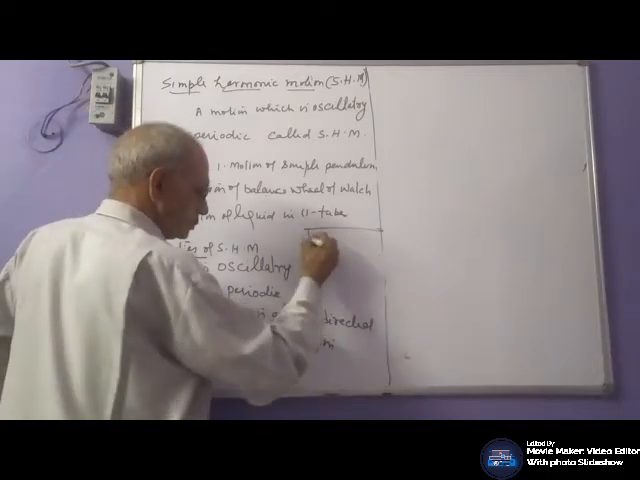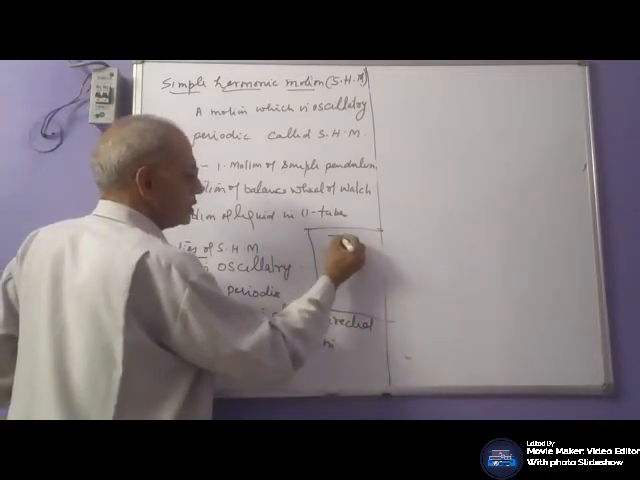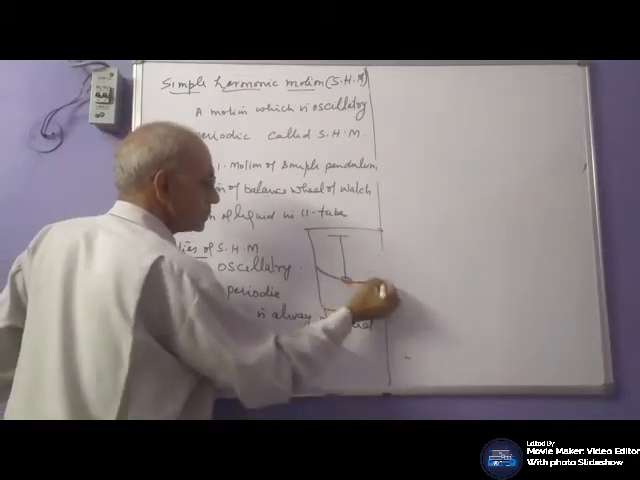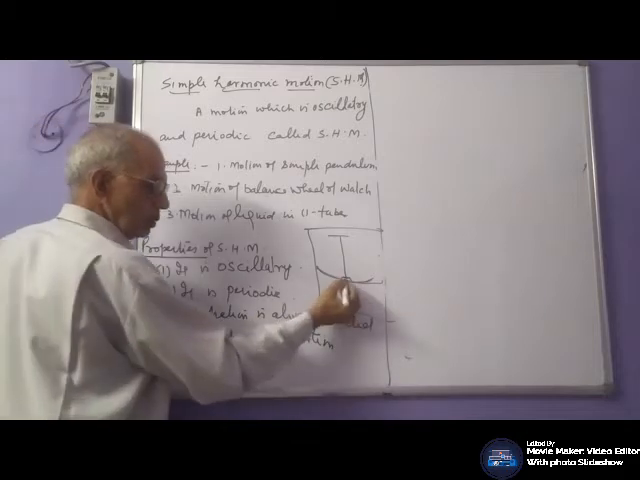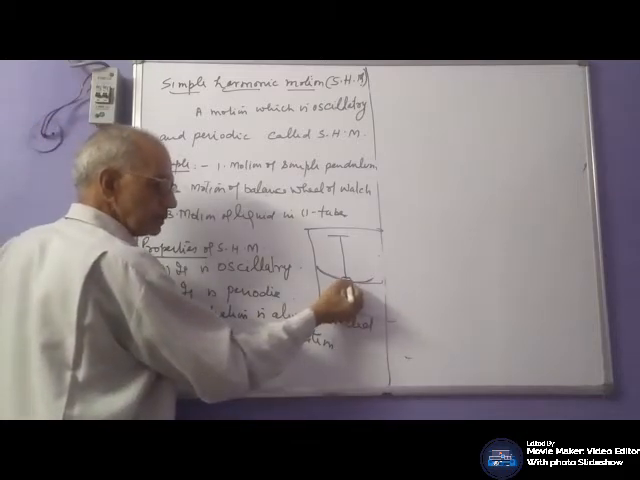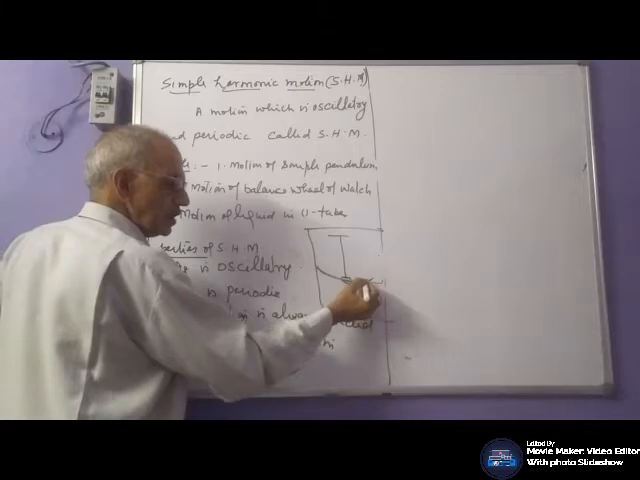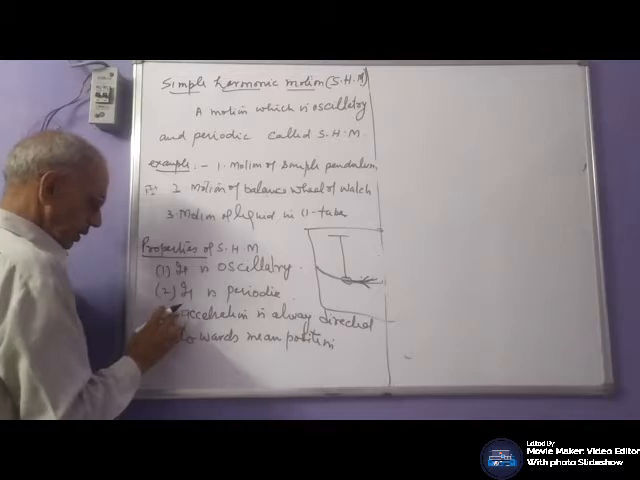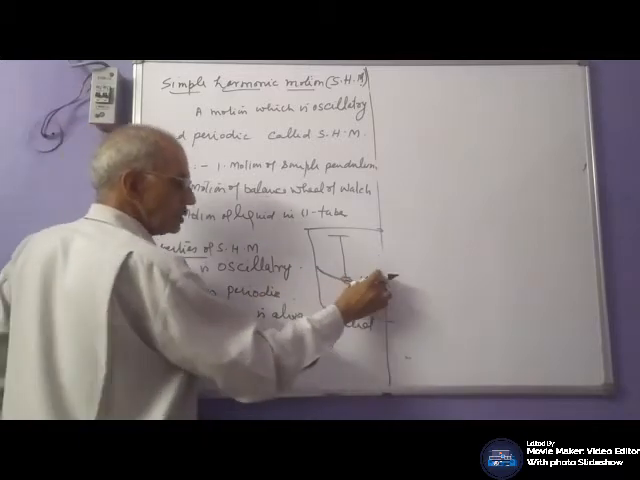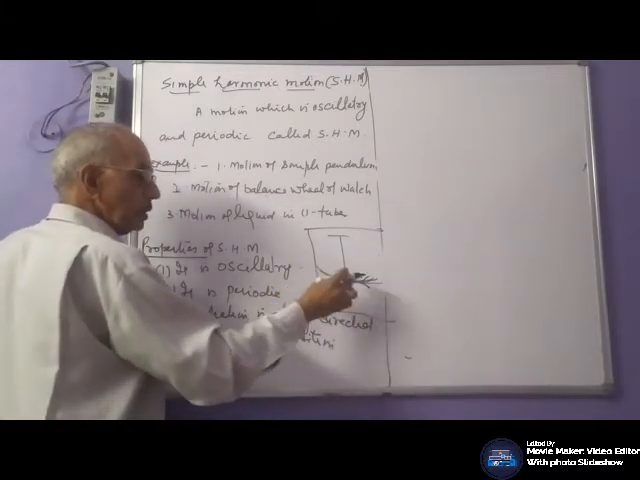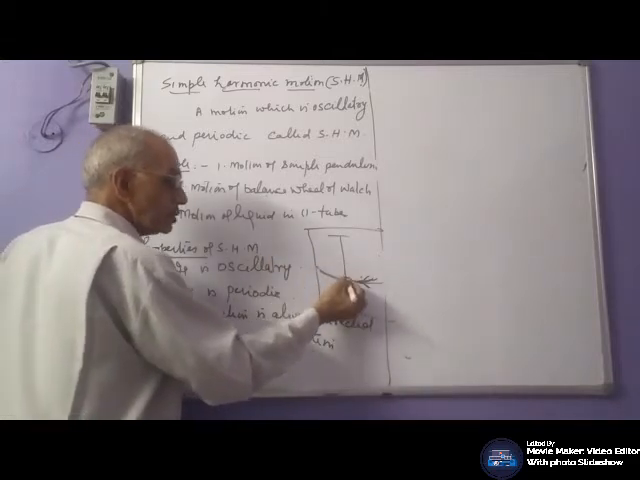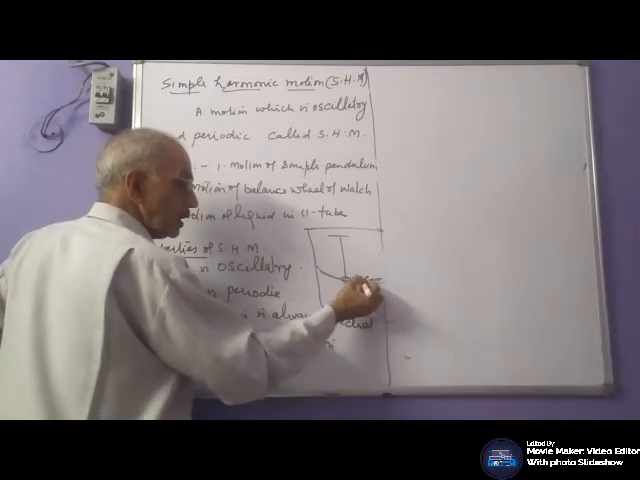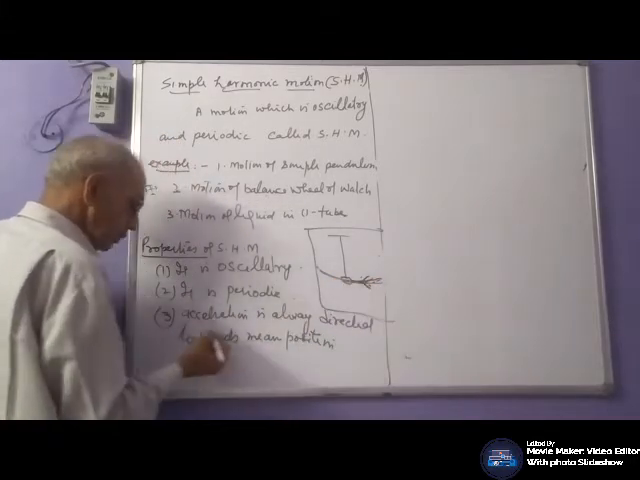Rough work. Suppose this is a simple pendulum. It is oscillating like this. Maximum velocity, then velocity decreases, retardation in this direction. In this direction there is acceleration. This is the mean position, these are the extremes. When a pendulum oscillates, velocity is maximum, then retardation starts. Velocity zero, acceleration starts. In which direction? Towards the mean.